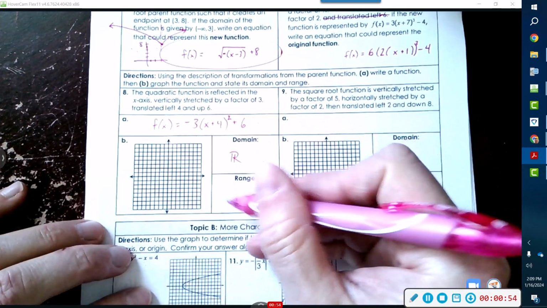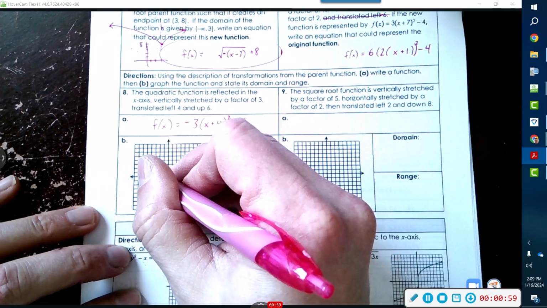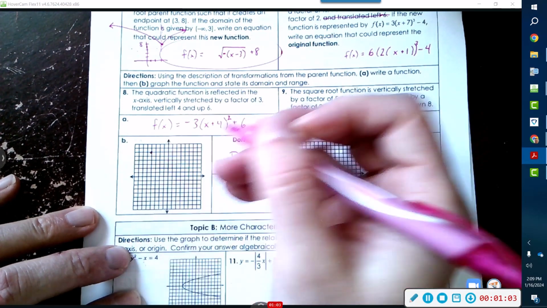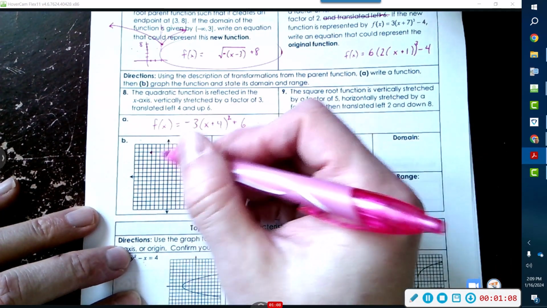But in order to get the range, though, let's graph this guy. We know he's going down. He's going to go over 4. He's going to go up 6. So 1, 2, 3, 4, 5, 6. And then that's actually enough for us to get the range. But let's go ahead and just finish graphing this.